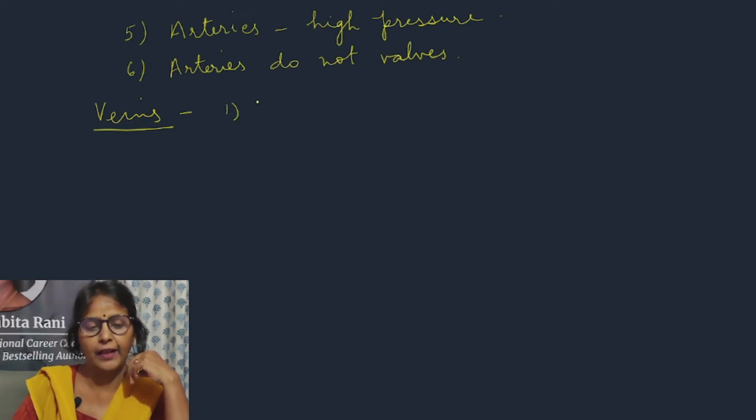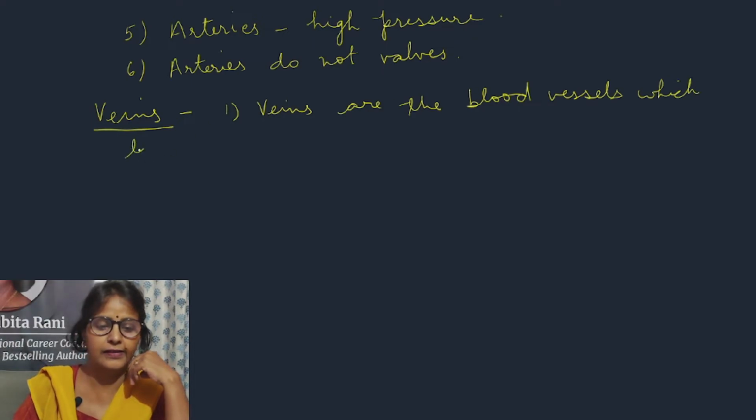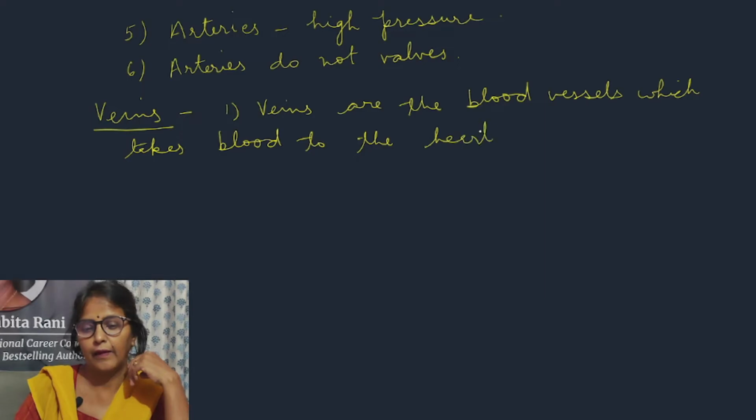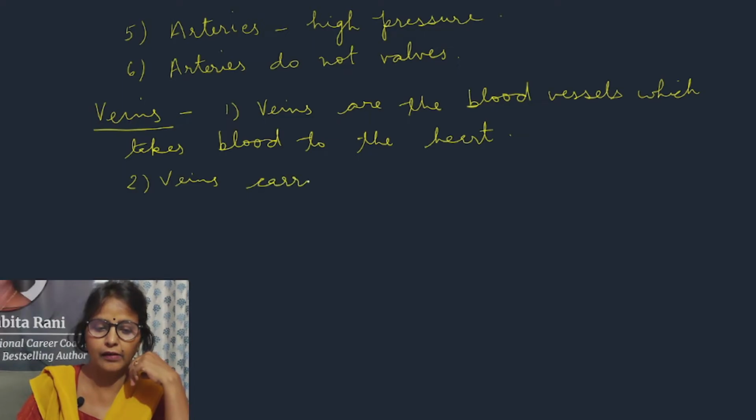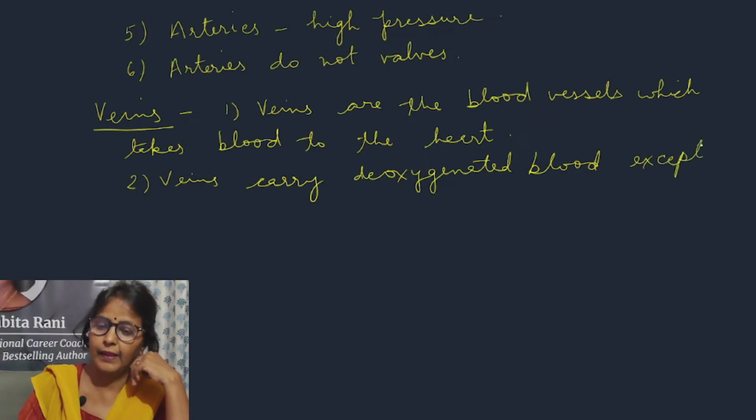Veins are the blood vessels which take blood to the heart. Number 2, veins carry deoxygenated blood, except pulmonary vein.